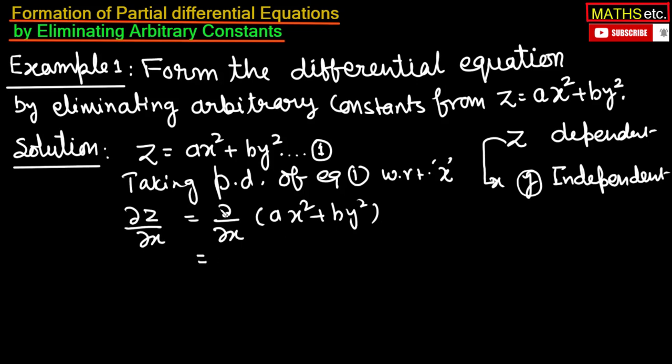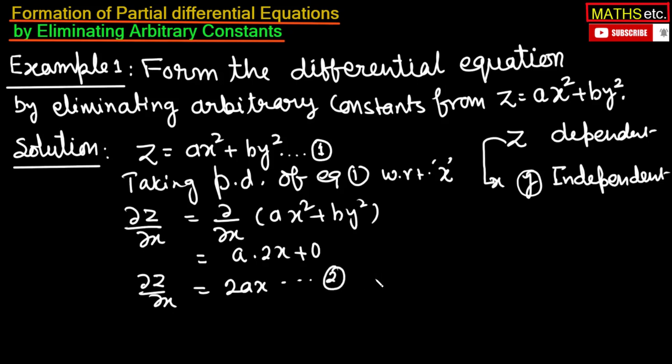So let us find out this partial derivative. Partial derivative of ax square with respect to x. So a will be a constant. Derivative of x square with respect to x will be 2x. b is constant. We will treat y as a constant. So partial derivative of by square with respect to x will be 0, right? So this is our del z by del x equals 2ax, and this is our equation number 2.